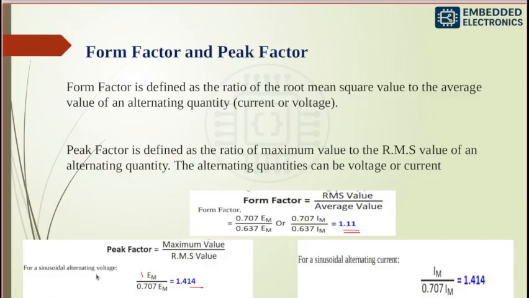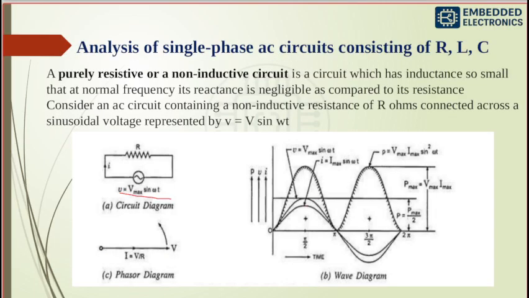And peak factor is nothing but the ratio of maximum value to the RMS value. For sinusoidal alternating voltage, the maximum value is Em, RMS value is 0.707 Em. So Em will cancel with each other. 1 by 0.707 is nothing but 1.414. Similarly, find it with Im for alternating current.